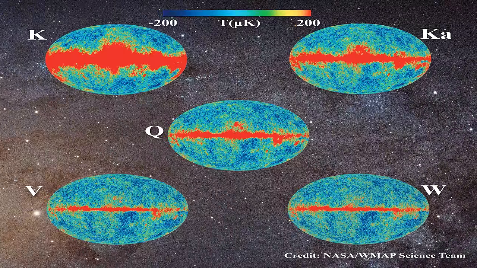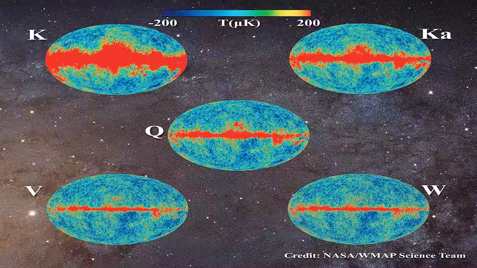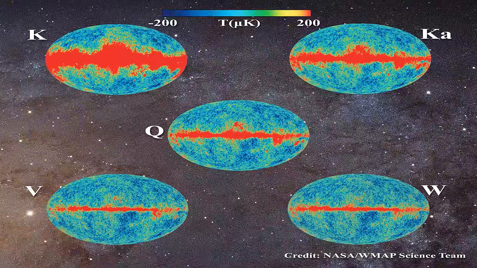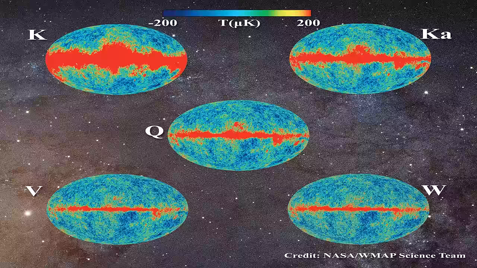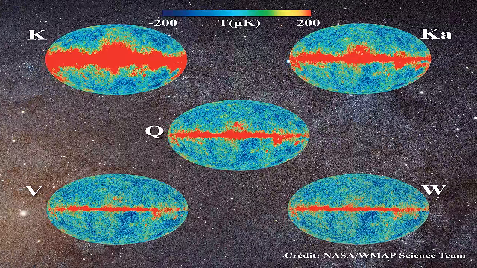Yet the first thing that you notice is that there is a powerful red band at the center of each of these images, which was not present on the anisotropy map. This band represents the foreground contamination from the galaxy.